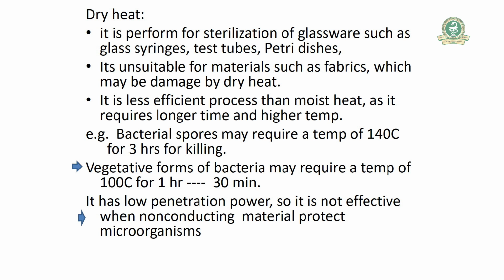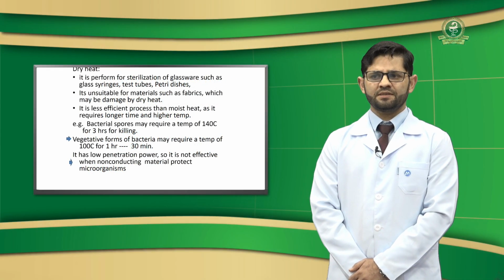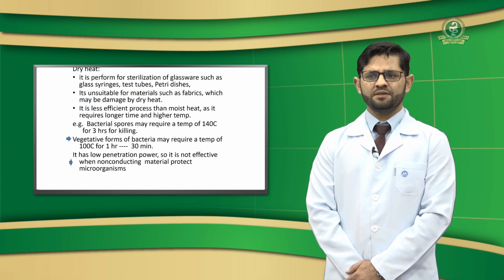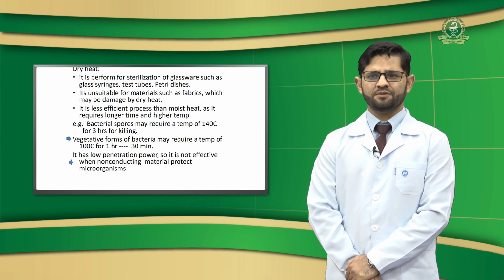It is a less efficient process than moist heat, as it requires longer time and higher temperature. For example, bacterial spores may require a temperature of 140 degrees centigrade for 3 hours for killing. The vegetative form of bacteria may require a temperature of 100 degrees centigrade for 1 hour or 30 minutes. It has low penetrating power, so it is not effective when non-conducting material is protecting microorganisms.